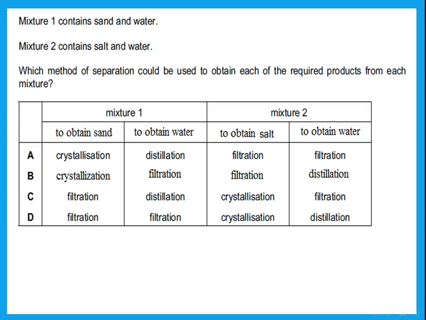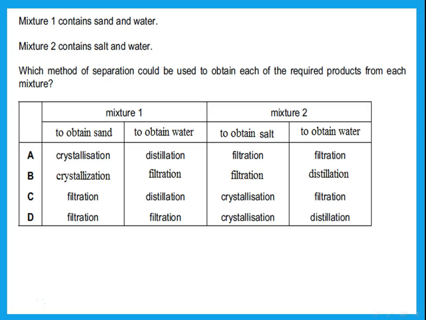Okay. Mixture 1 contains sand and water. Mixture 2 contains salt and water. You know the difference between them. The sand and water means that I have the sand floating in the water because the sand doesn't dissolve in water. The other one contains salt and water. Salt is something that dissolves, so I have a solution of the salt.